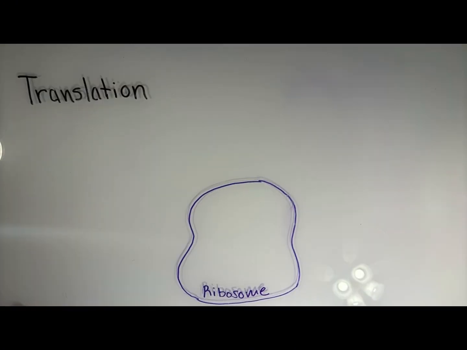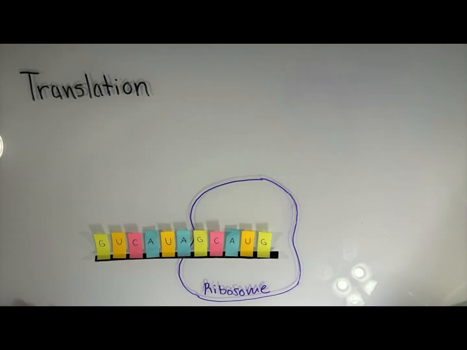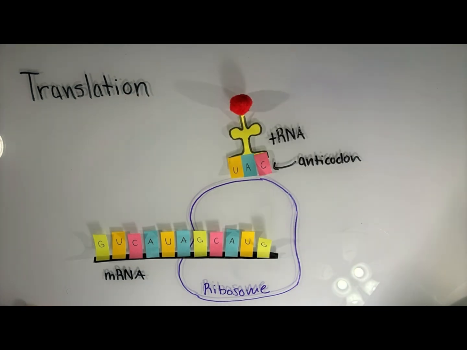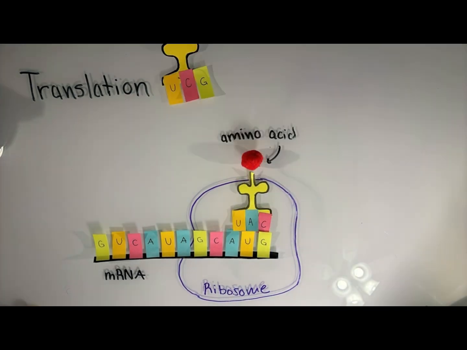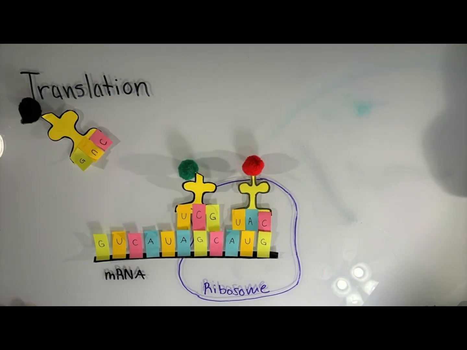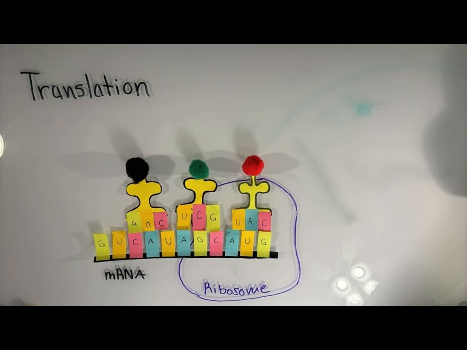mRNA attaches to the ribosome, where one of its codons is brought a corresponding anticodon by tRNA. This process is continued on the rest of the mRNA, where the amino acids, or building blocks of proteins, corresponding to the anticodon attached to the tRNA are bonded by peptide bonds and form a polypeptide.